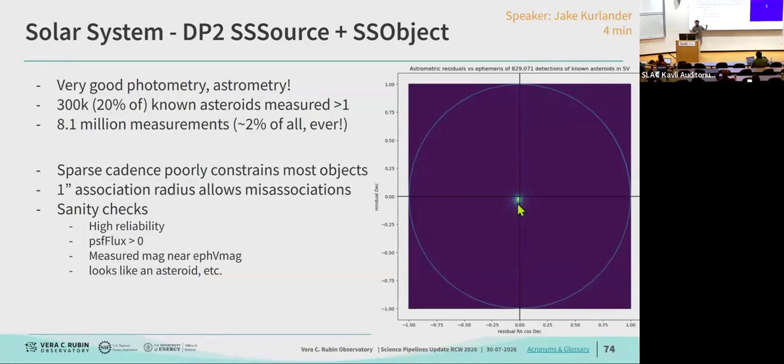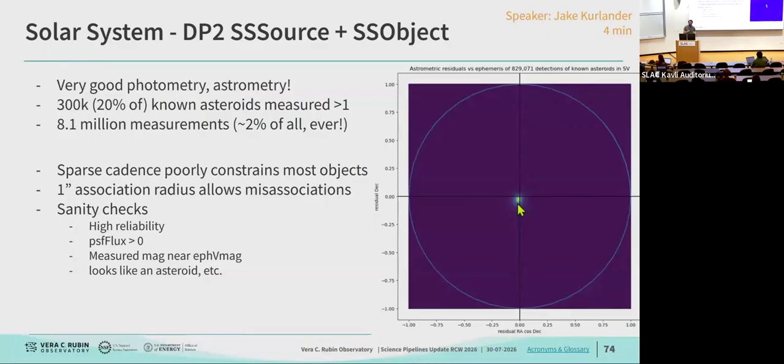Similar warning for the SSObjects. There are some solar system objects that have been measured hundreds of times in DP2, and that is really, really fantastic. There are some solar system objects that have been measured a couple of times in DP2. That's also fantastic.